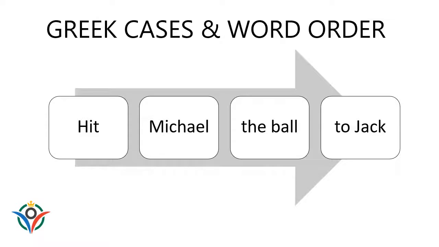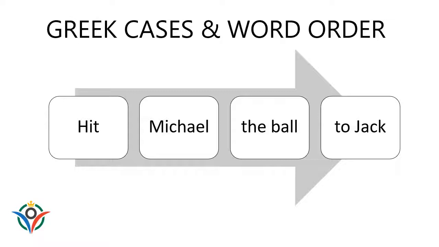In English, we normally use word order to determine the function of a word. But in Greek, it is the case ending, not the word order, that indicates the function of a word. And therefore, it is extremely important to learn case endings. In the next lesson, we'll begin learning some of those case endings.